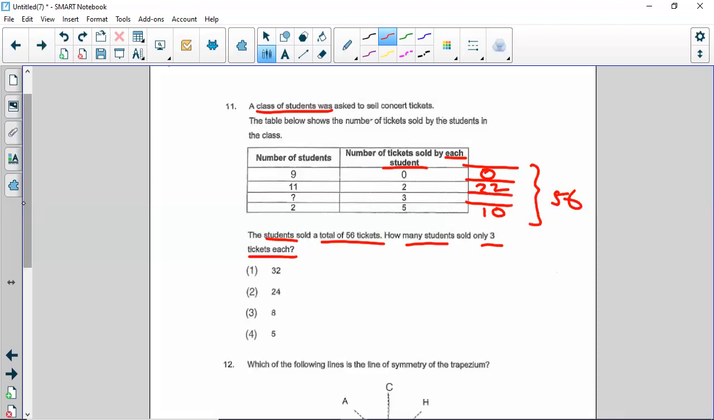So what should you do? You take 56 minus 22, and minus 10. I'm going to use my calculator so we can do it a bit faster. 56 minus 22 minus 10, you will get 24 tickets collected by how many students? Now, every one of these students collected 3 tickets each. So you should take 24 tickets and divide by 3 to get 8 students. So there must be 8 students who collected 3 tickets each. So answer number 3. Okay. Question 12.